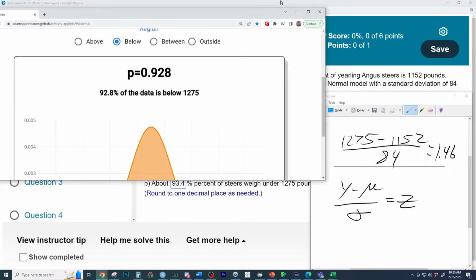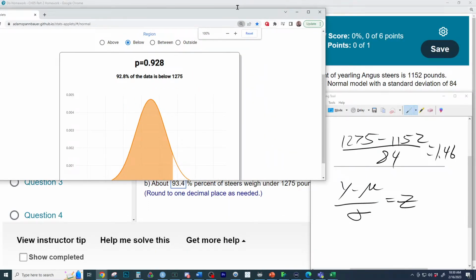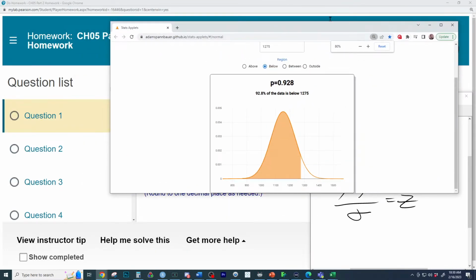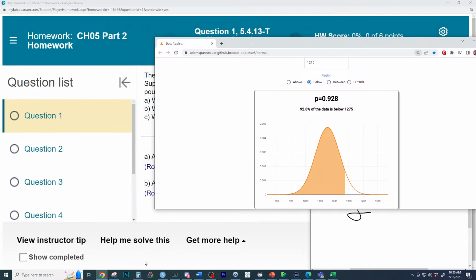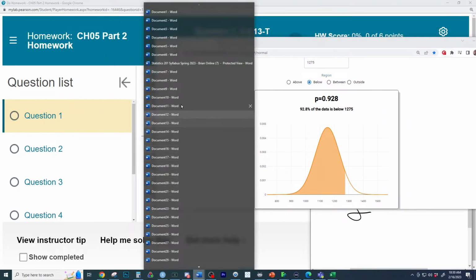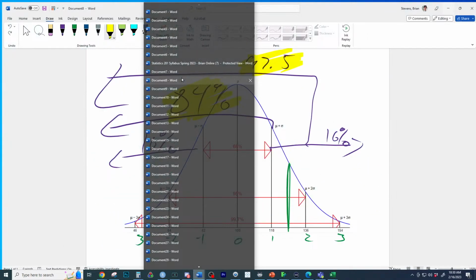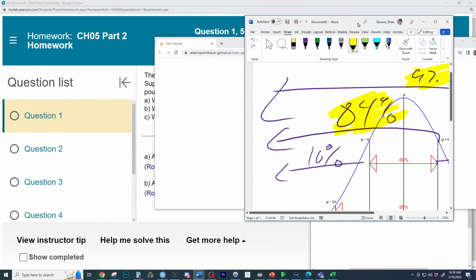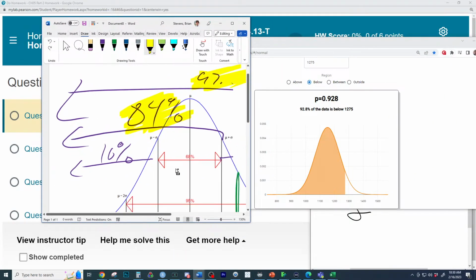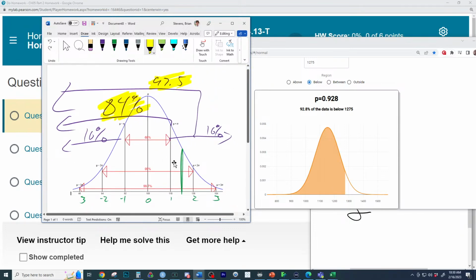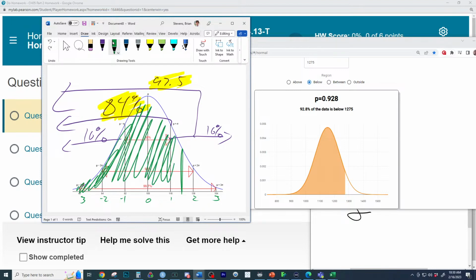Does this picture right here look a lot like our drawing right here? This is the key to solving these problems, understanding them. What do you think? This drawing over here, if we were to shade in the area, do those look pretty similar? And we said the area should be between this. So the answer is 92.8.